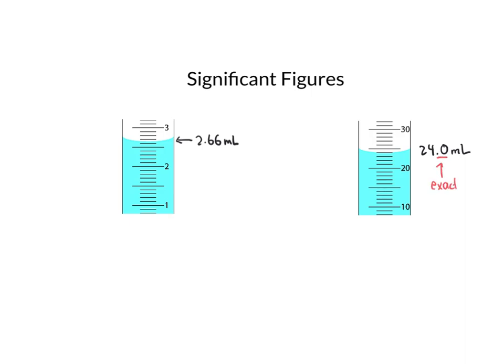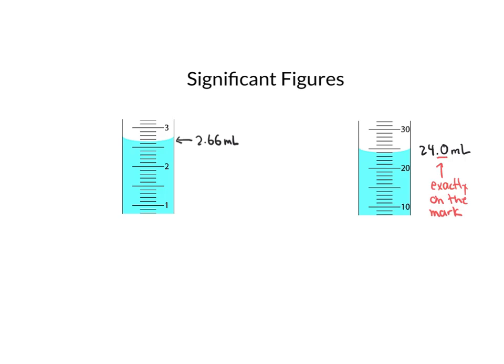And so if it were not exactly on the mark, then I would read this as 24.1 if it were a little above the mark, or 23.9 if it were a little bit below the mark. So I'm always going to have to add that extra digit that tells me how close to the mark it is. Okay, so this brings up this concept of significant figures.